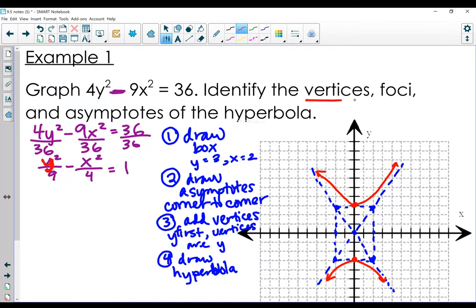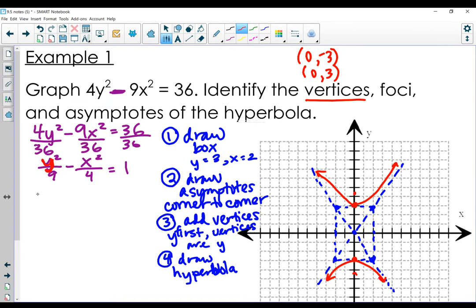So vertices seems like it'll be an easy place to start. We had a vertex at the top and the bottom of that box. So it looks like (0, 3) and (0, -3). You could get that by looking at the equation, but it's so much easier to look at just the graph. The foci I know are going to be out, so we'll have one up here and one down here, but I'm going to need to use that equation to solve for them. So let's go ahead and do that.